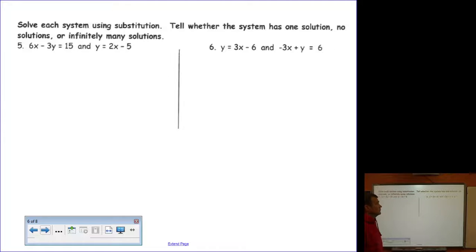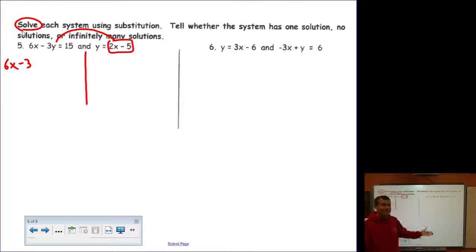All right, these are the same thing, except after I'm done, I'm supposed to tell whether the system has one solution, no solutions, or infinitely many solutions. But it did ask me to solve it first. So, this one is nice because the y is already by itself. So I will go ahead and substitute that. And I will rewrite this first equation as 6x minus 3. And instead of 3 times y, it's going to be 3 times 2x minus 5 equals 15.